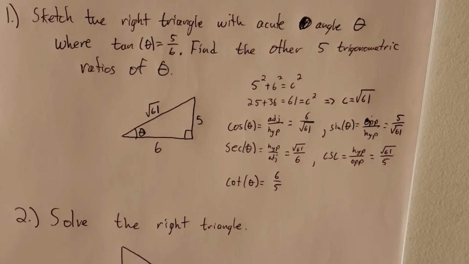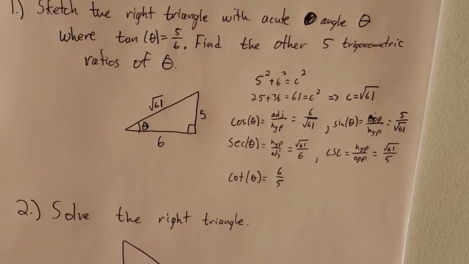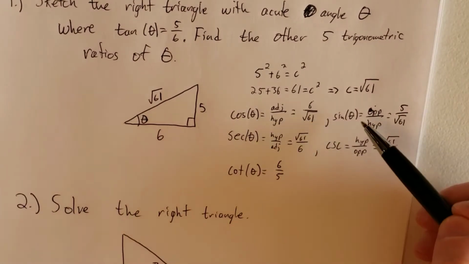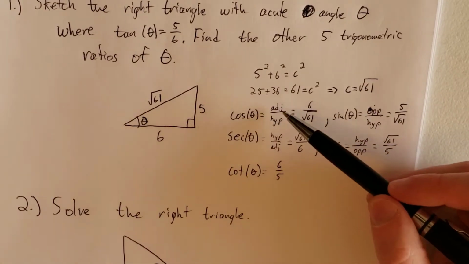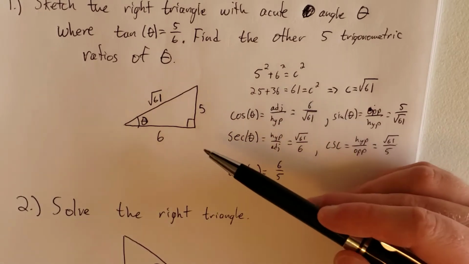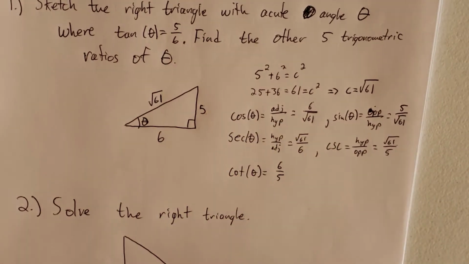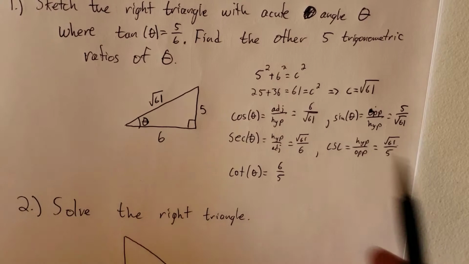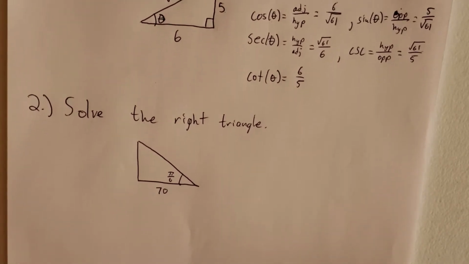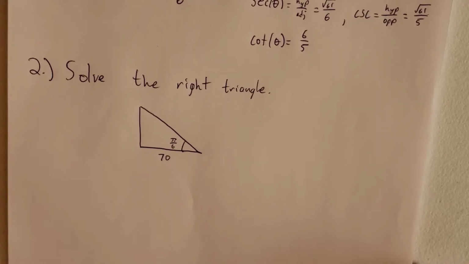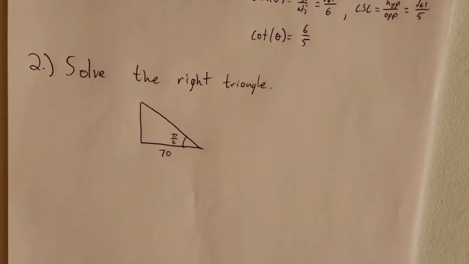And those are relatively straightforward. So as long as you remember what cosine, secant, sine, cosecant, cotangent, and tangent are relative to adjacent, hypotenuse, and opposite sides, then this is really quite simple. We got one more question here for this section, and that is number 2, which is solve this right triangle.